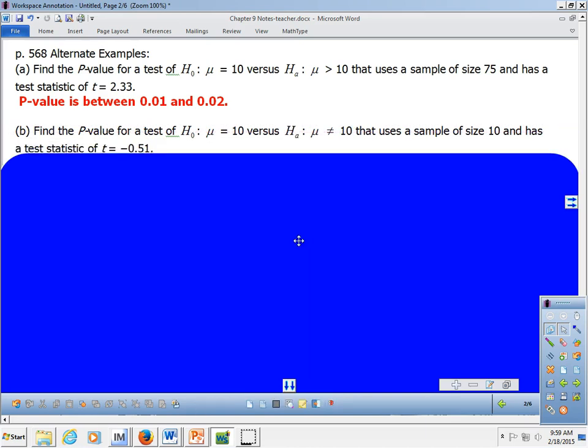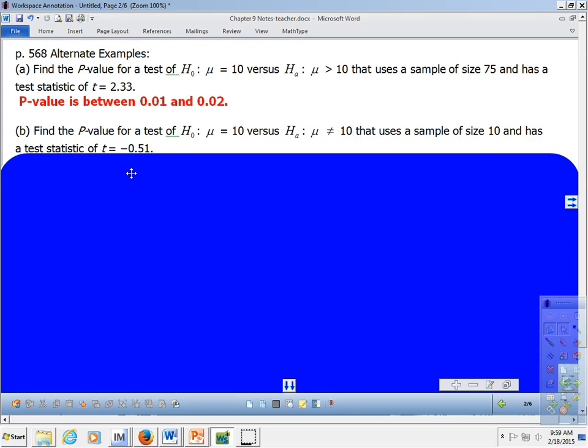And this time find the p-value for a test where the null is mu equals 10 versus the alternative mu is not equal to 10. That uses a sample of size 10 and has a test statistic of t equals negative 0.51. Now think about what that means. It means whatever sample we gathered, and we calculated the mean, must have been less than 10 because the t is negative, right? Well, take a second and see if you can think through that. Stop the video and see if you can come up with it, and then check yourself.